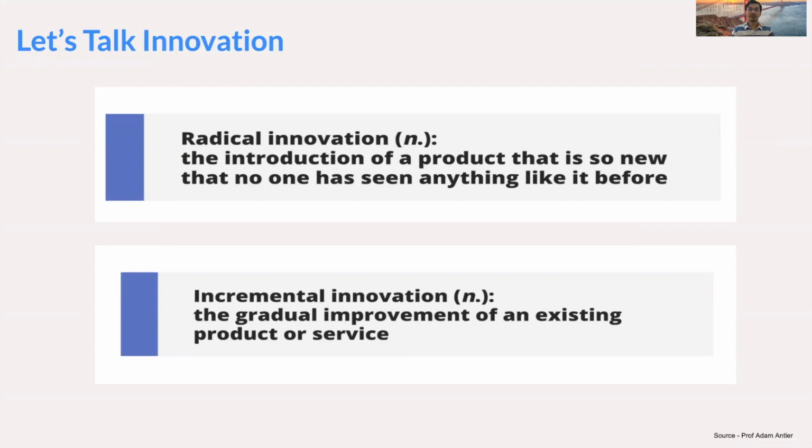Radical innovation happens when a new product is introduced in the market which is so new that no one has seen anything like it before. You can consider examples where new categories are created, say when Airbnb came into the world, when the Apple iPhone came into the world, when any B2B software which was never like before came into the world. For example, when Google AdWords came into the world, right? So these are all examples of radical innovations.